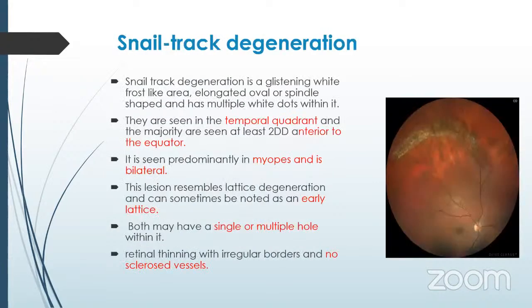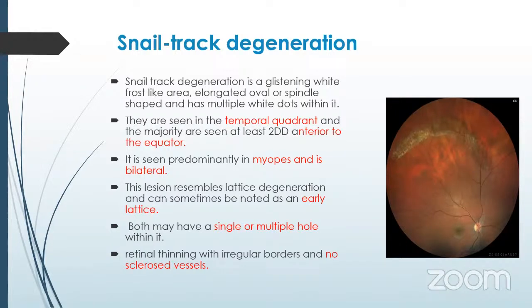Next comes the Snail-track degeneration. It is a glistening white band, a frost-like area, elongated oval shaped, and it has multiple white dots within it. This is mostly seen in the temporal quadrant. The majority are seen at least 2 disc diameters anterior to the equator. Predominantly it's seen in myopes, and it is usually a bilateral condition. The lesion resembles lattice degeneration and can sometimes be noted as early lattice.